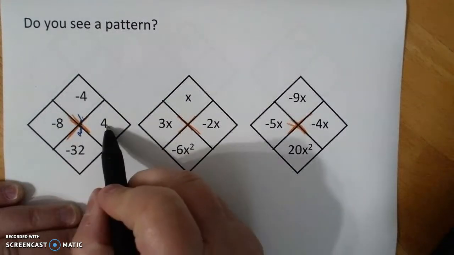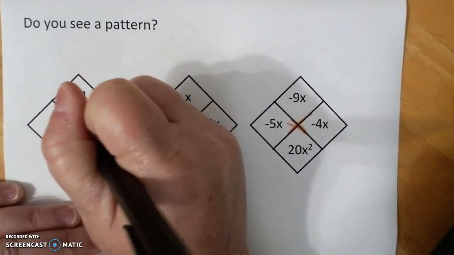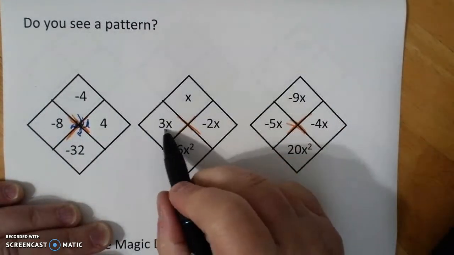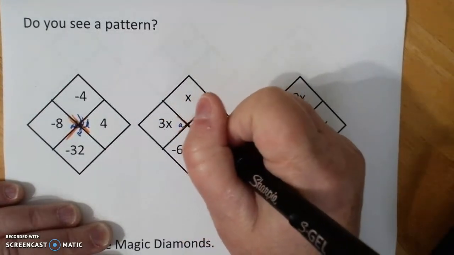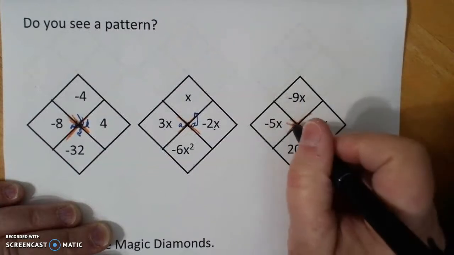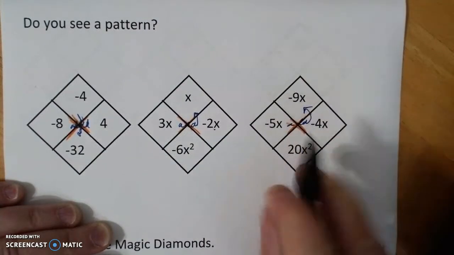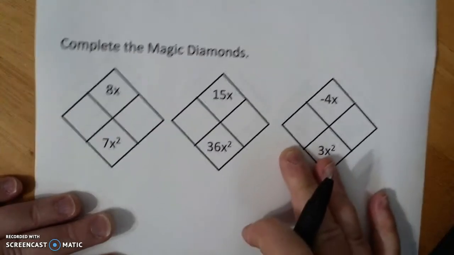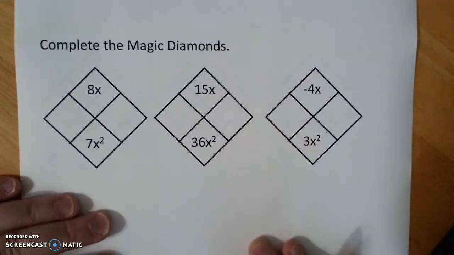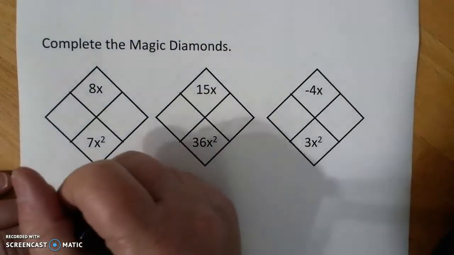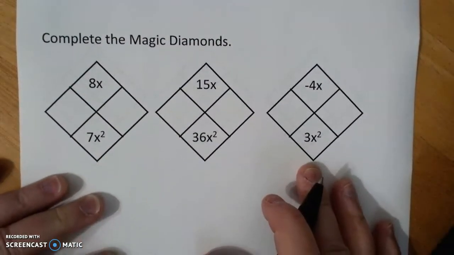If you add -8 and 4, you get -4. If you add 3x and -2x, you get x. If you add -5x and -4x, you get -9x. So what you'll be doing is you will be getting these. Now I'm going to write out what I need and then we'll do them.